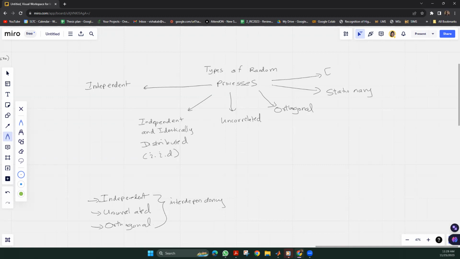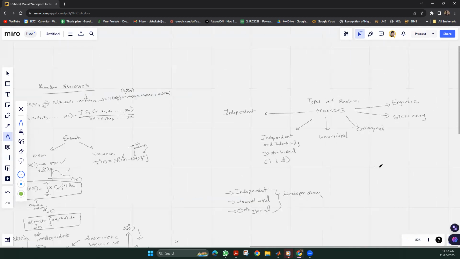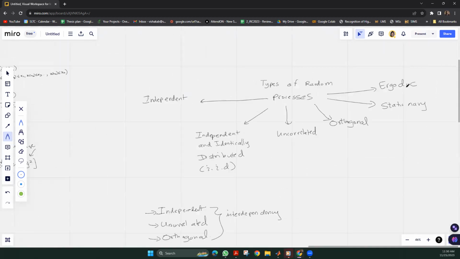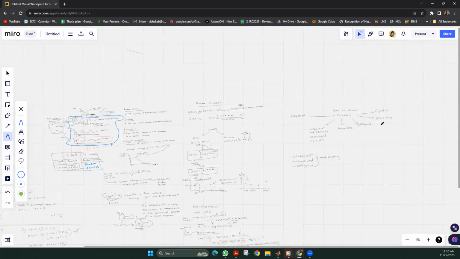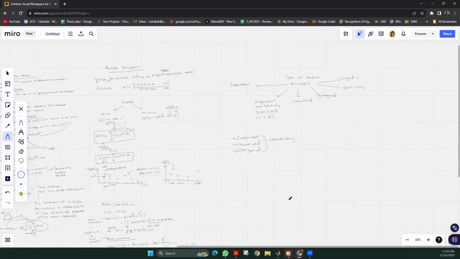Then we have ergodic random processes. Those are the types of random processes that we will be focusing on more, mainly because of their importance in the signal processing domain, because we'll be using them multiple times. And when we discuss these, we will first discuss the independent random process.